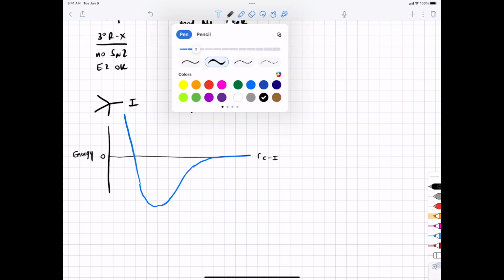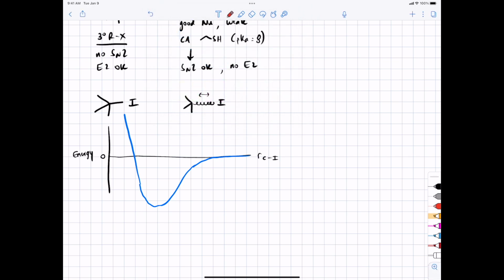changes based on the amount of kinetic energy a molecule has. You can think about a given molecule sort of rolling around the bottom of this energy well. And as it does so, the distance between carbon and iodide changes a little bit, and you get oscillation here.